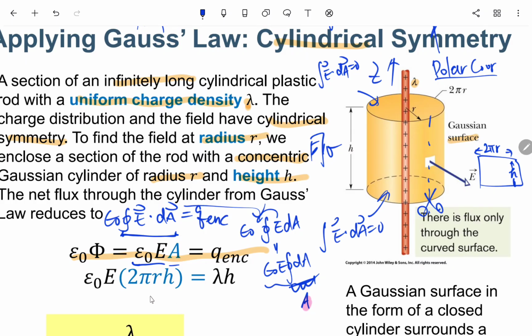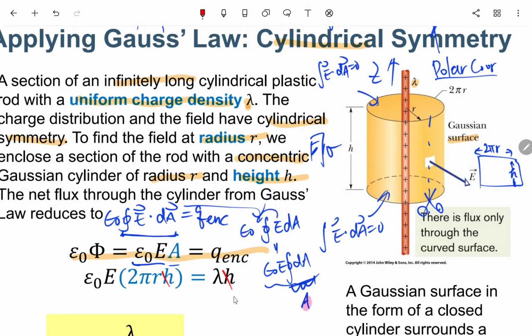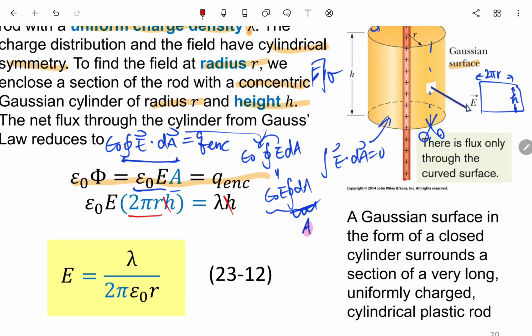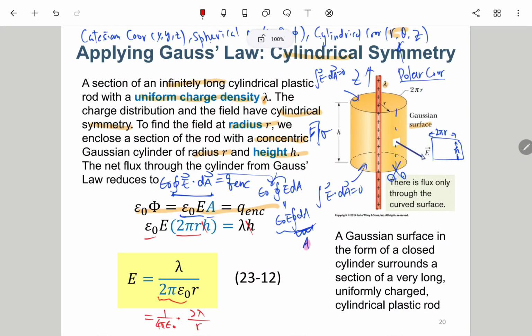So we can see h can be cancelled. Finally we move this part to the right side, so E turns out to be lambda over 2 pi epsilon naught r. Of course this is not 4 pi epsilon naught r. If you like, you can make it 4 pi epsilon naught times 2 lambda over r, but I just include the equation like this, cancelling the 2 and 4 partially.